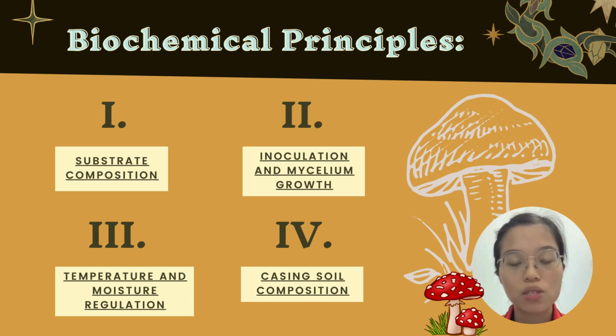Casing soil composition. Providing a casing soil composition involves selecting materials that support the mushroom's fruiting stage, which will contribute to the initiation of the reproductive phase. Understanding these biochemical principles is crucial for optimizing the cultivation process, ensuring the production of tiger milk mushroom sclerotia with desired characteristics and bioactive compounds.